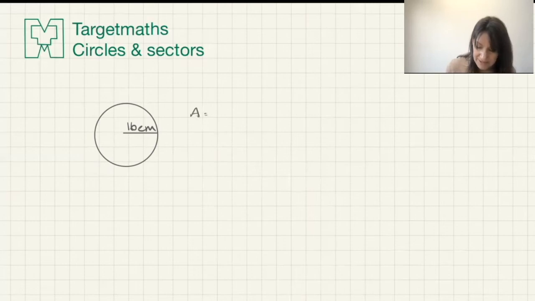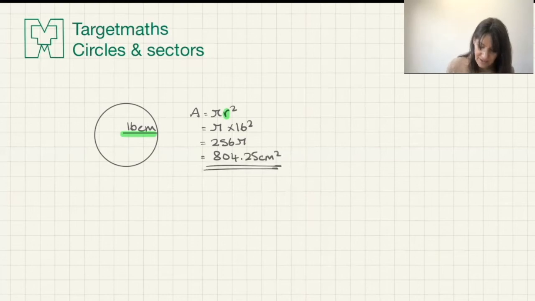Okay, so area is pi r squared. So I want a radius from my diagram, which is what I've got. Perfect. So straight in with that number. Okay, that is going to give me 256 pi. That's in terms of pi, or the decimal 804.25 centimeters squared. My circumference is pi d.